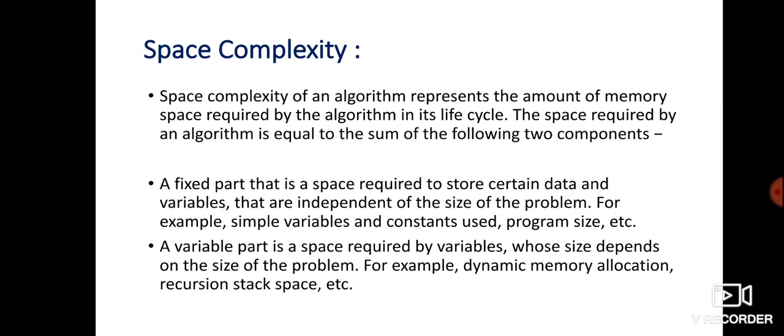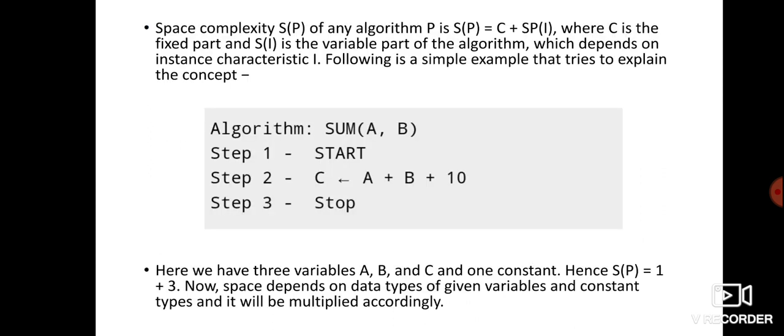Space complexity. Space complexity of an algorithm represents the amount of memory space required by the algorithm in its life cycle. The space required by an algorithm is equal to the sum of the following two components: a fixed part, that is the space required to store certain data and variables that are independent of the size of the problem, for example, the simple variables and constants used, program size, etc. And a variable part, the space required by variables whose size depends on the size of the problem, for example, dynamic memory allocation, recursive stack space, etc.